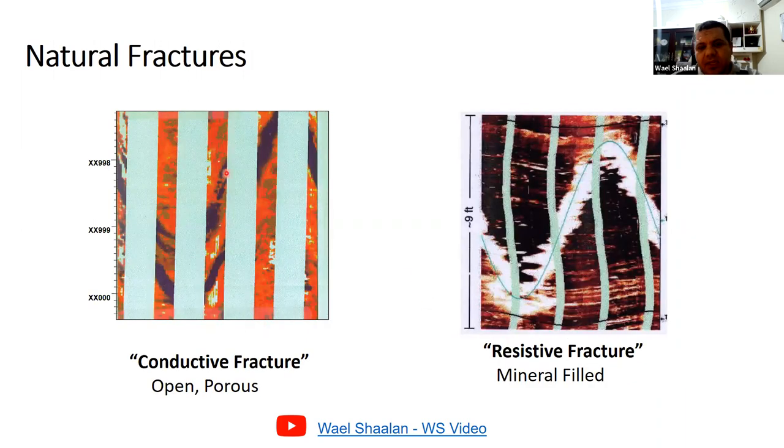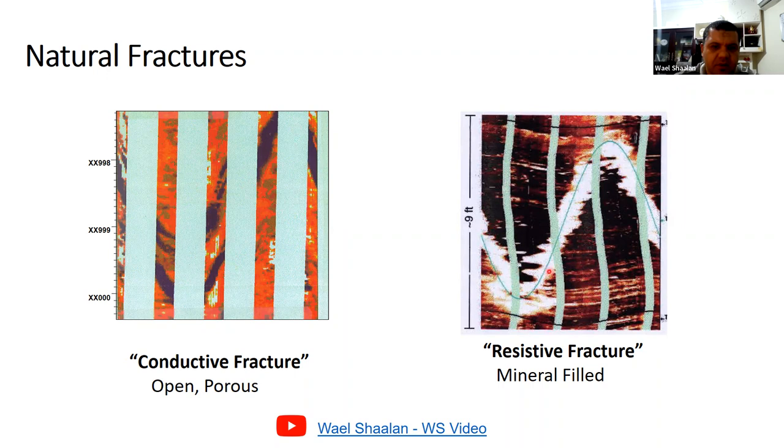It is very important to differentiate this in the image. Based on the electrical image, we have conductive fractures and resistive fractures. Let's first understand what this shape means. In the electrical image, or resistivity image, or micro resistivity image, the dark stuff means conductive. Whenever it gets lighter, it means resistive. So if this one is, for example, 2 ohm meter, this would be 10 ohm meter, 20 ohm meter or higher.